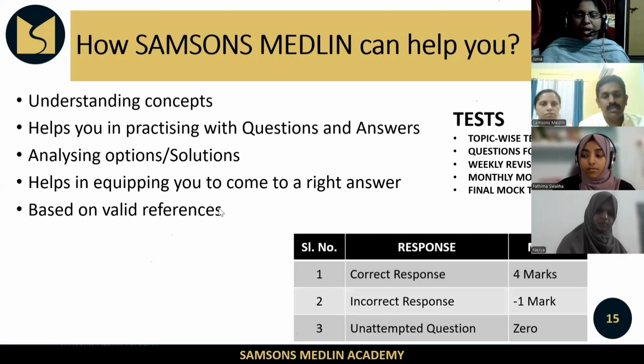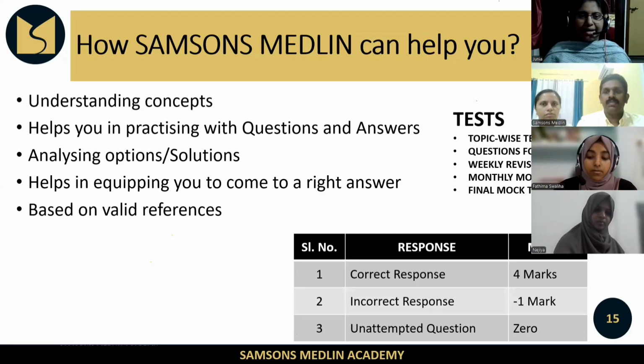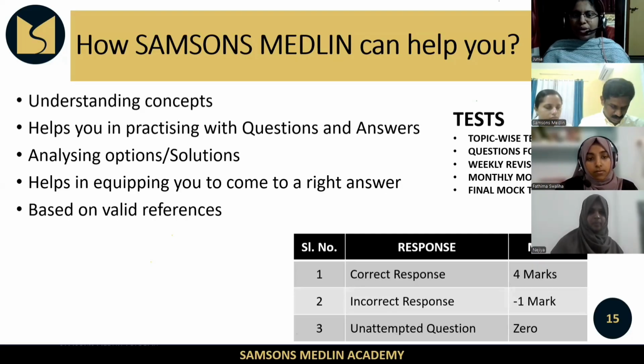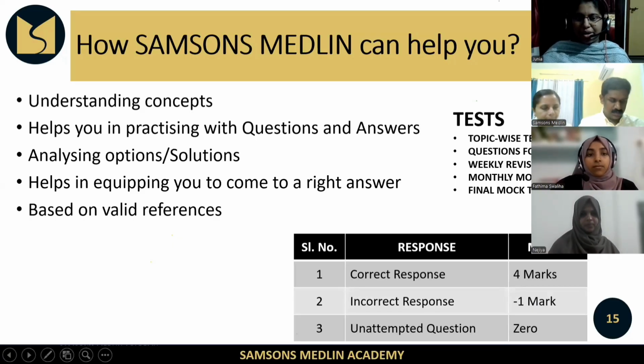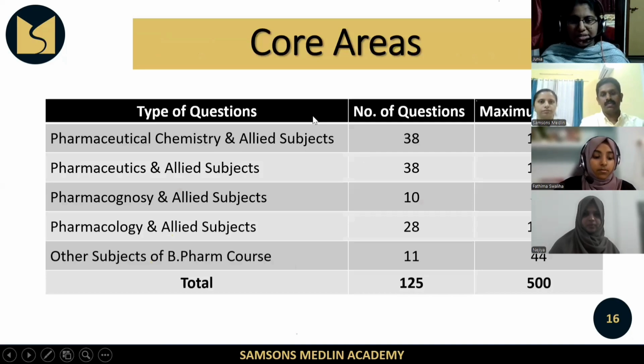And we have to also come to a correct conclusion based on valid references. We know that currently we have a lot of resources in our hand, like ChatGPT or Meta AI, where you can directly give questions and you will get answer. But we cannot always rely 100% on those answers. So it is very important that we are following valid references for our studies. So that is how we would help you in your studies.